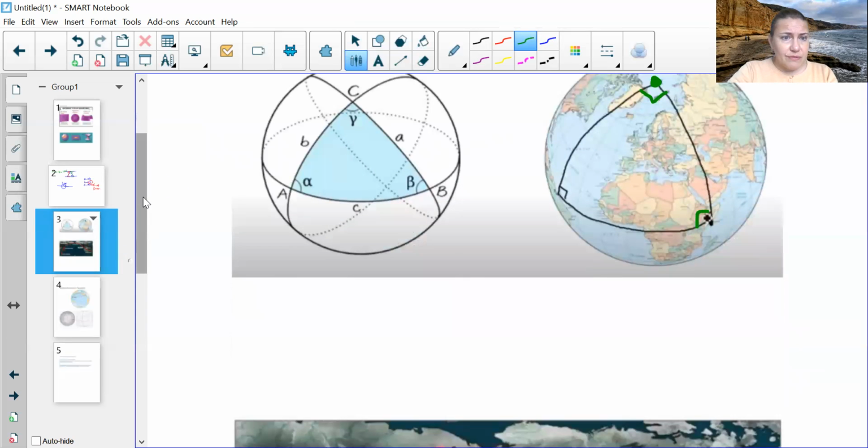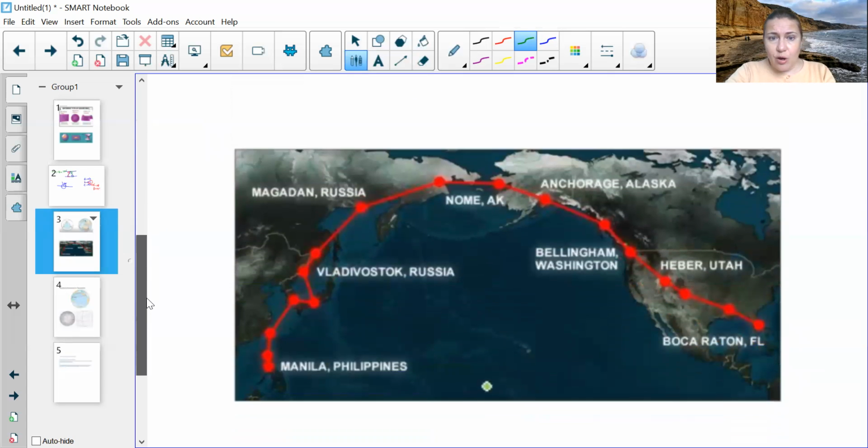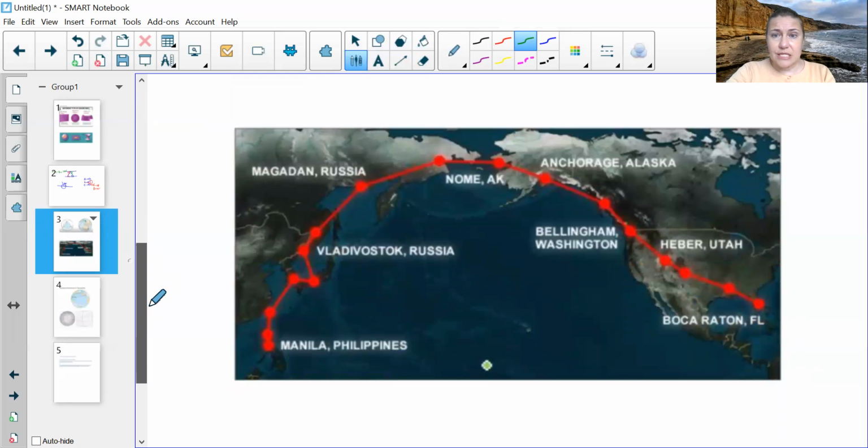Also, we've talked about flight paths. And so I hope you have learned that flights don't fly on a straight line because a straight line is not the closest distance between 2 points on a sphere. Okay, it is on a plane, but an arc measures the shortest distance on a sphere.